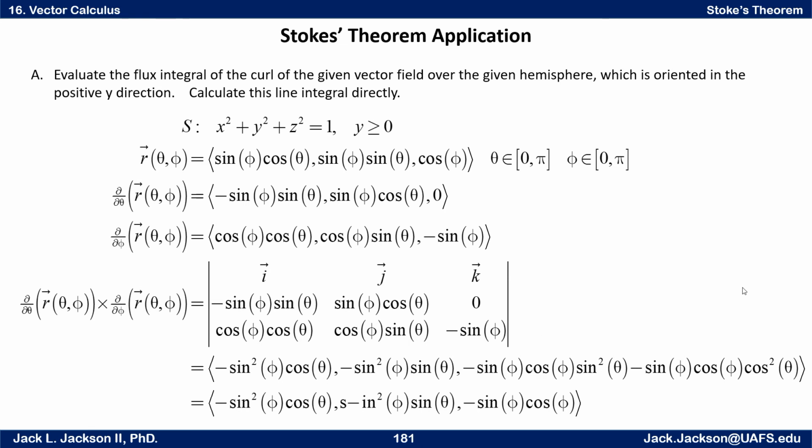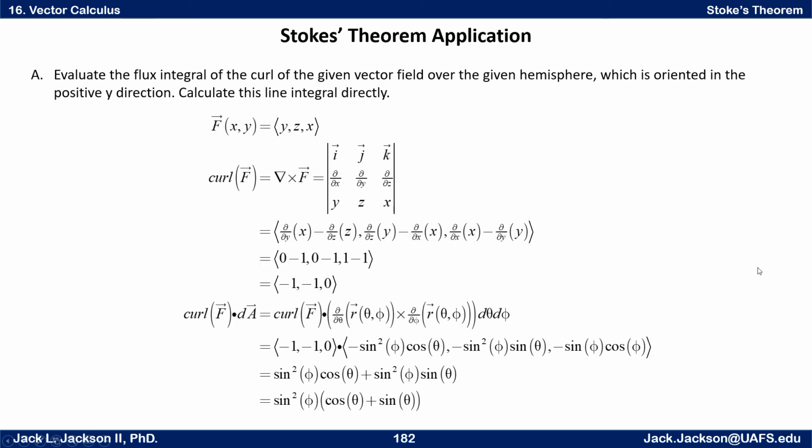All right, so we have that piece. We need that. And the vector field that we're integrating over is not this field, but rather the curl of that field. So let's find the curl of that field. The curl is del cross F. So you set it up like this, and for the i component, you take the derivative with respect to y of x minus the derivative with respect to z of z. So that's 1, that's 0. So we have 0 minus 1, which is negative 1 for the first part.